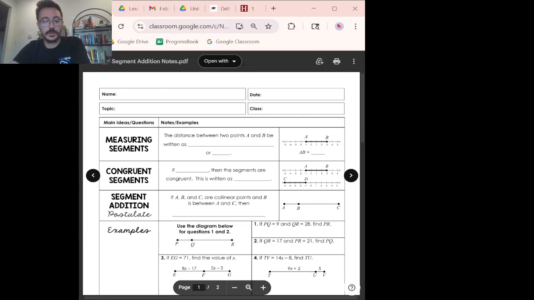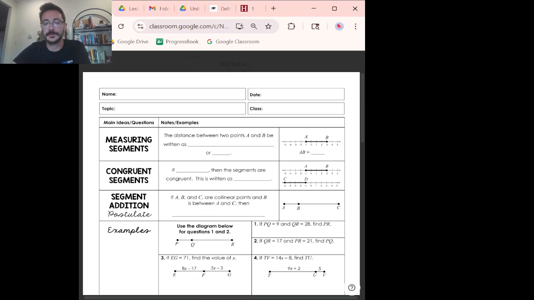Okay, guys, welcome to the one where we're talking about segments. So we talked about lines last time, but we didn't really talk about segments. So let's talk about what that is, and then we'll talk about the math we're doing with it.